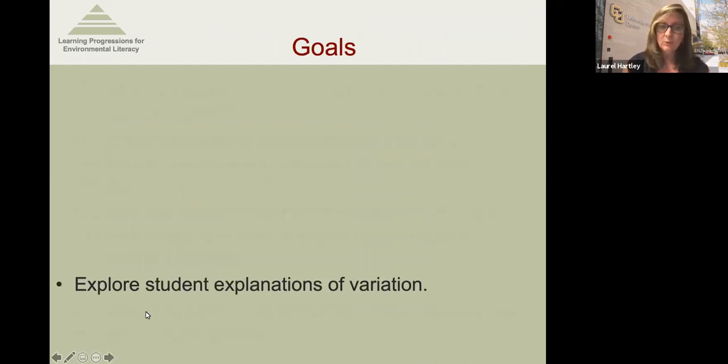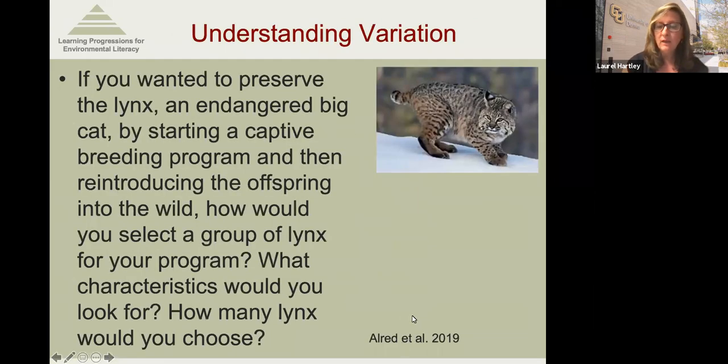Next, we explored student explanations of variation. In this one, I'll talk about Ashley Allred's work. Ashley Allred was a student of Jenny Dower at your institution. So here's a question. If you wanted to preserve the lynx, an endangered big cat, by starting a captive breeding program and then reintroducing the offspring into the wild, how would you select a group of lynx for your program? What characteristics would you look for? And how many lynx would you choose? This is what we called our captive breeding question.